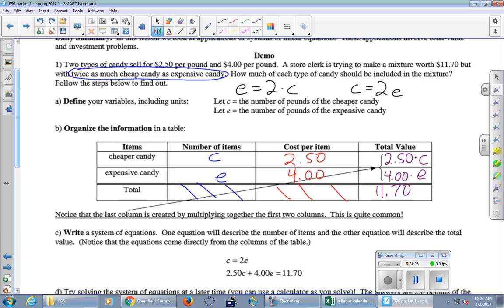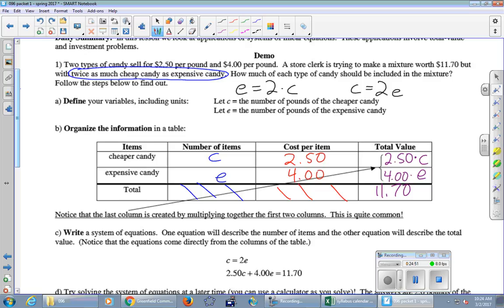And I'm going to say this is a place where the English language is not doing us any favors when we translate from the words into the symbols. Because it seems to me to say twice as much cheap. If I hear twice as much cheap, that feels like 2C. Double C. That's not what this says. This says that the cheap candy is twice as big as the expensive candy, right?